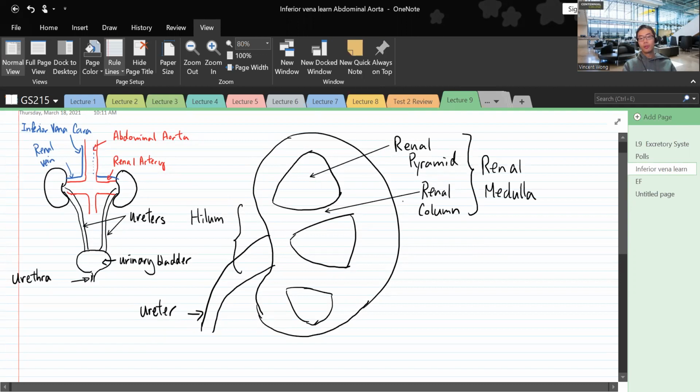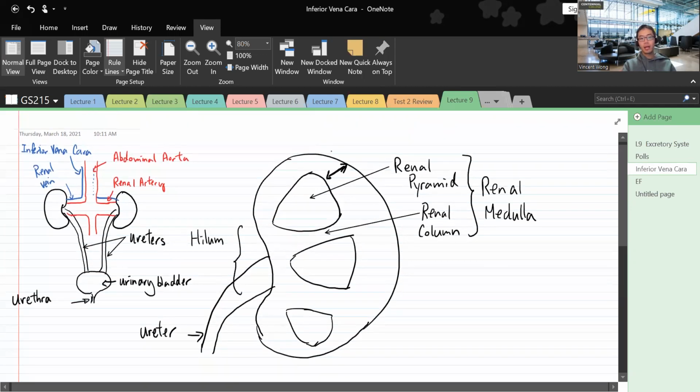So the outside portion, like this portion here, that forms the outer part of your kidney, that would be the renal cortex. Okay, so this is the outer layer. This would be like the core layer, the inside of your kidney.